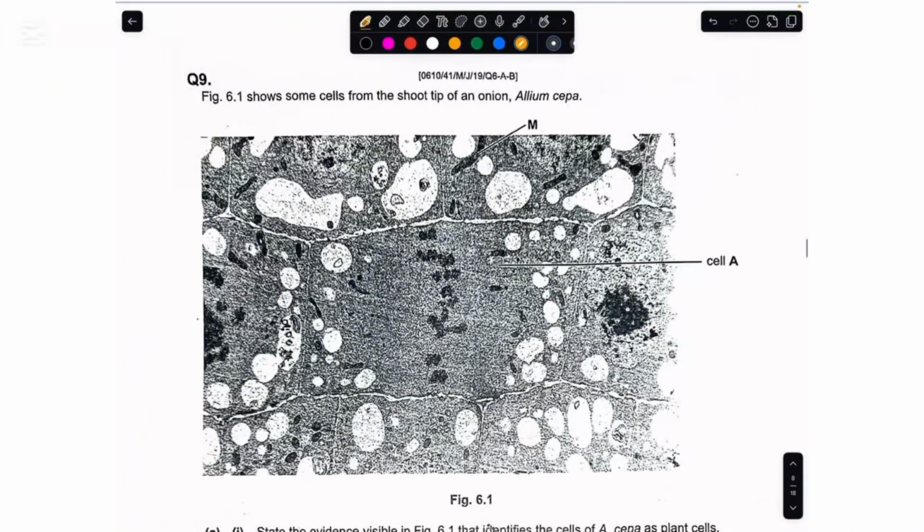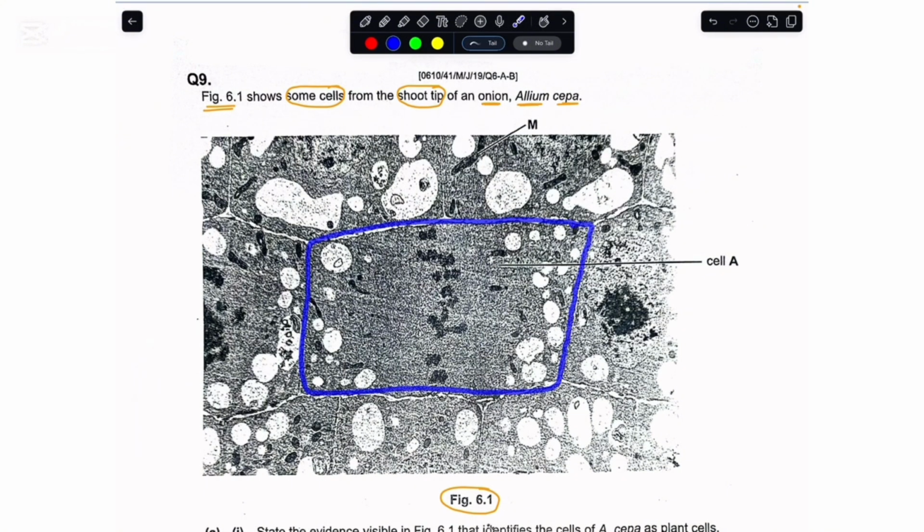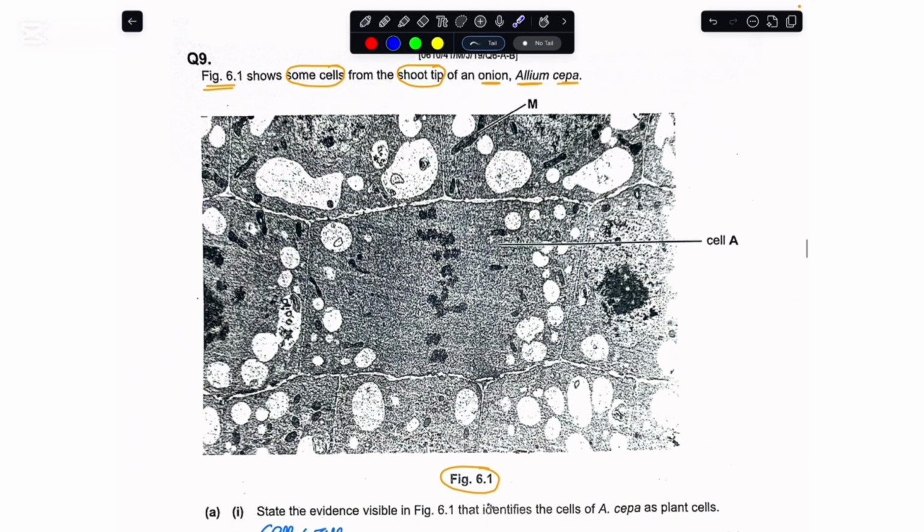Now, moving on toward question number 9, the examiner is showing you figure 6.1, and he has shown you some cells. These cells are coming from the shoot tips of an onion plant, where the genus is Allium and the species is cepa. Now you see that this is the shoot tip. So my expectation is that these cells for sure would have a cell wall in them, and this confirms that, okay fine, this is a section from the shoot tip.